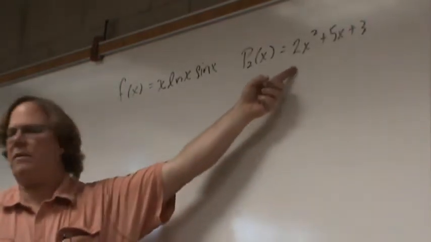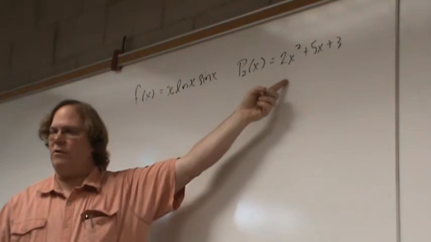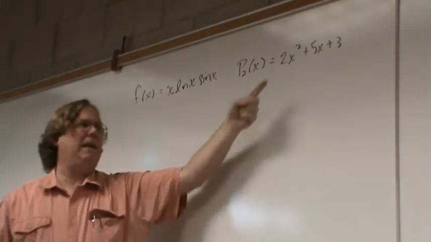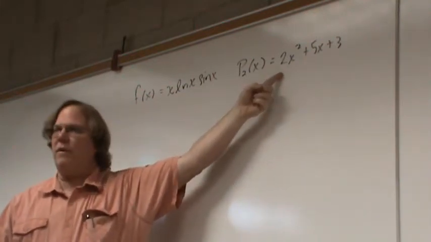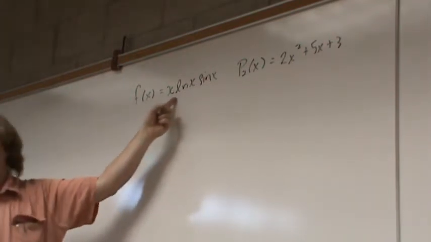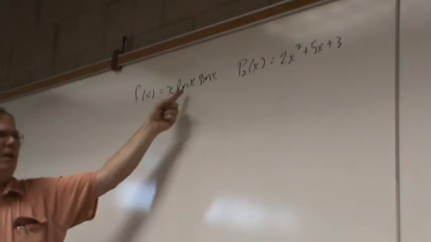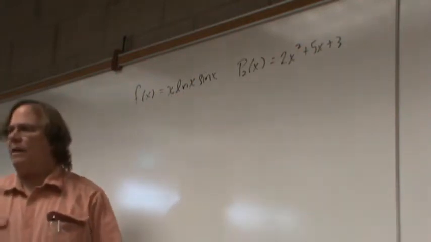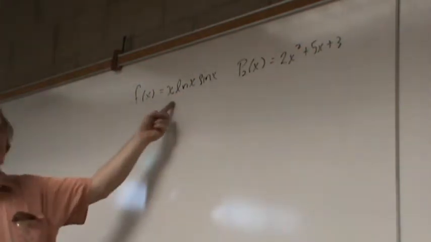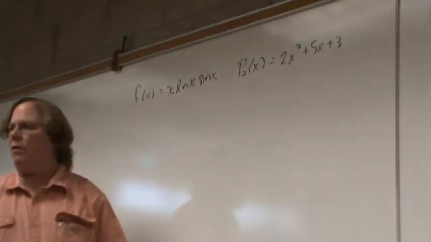Because adding, subtracting, multiplying, and dividing polynomials with each other is very, very easy. Getting derivatives of polynomials is very, very easy. Doing those things with weird functions is really, really hard. We hate weird functions. We like polynomials. And so my goal is to take weird functions and approximate them with polynomials.